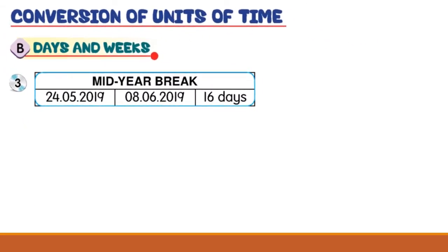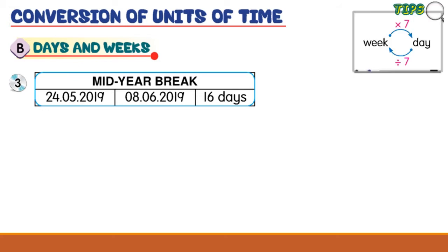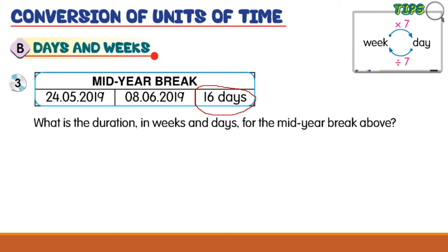Now look at example number 3. This one is still between days and weeks. This is the tip: 1 week is equal to 7 days. Now, the mid-year break is from 24th of May 2019 to 8th of June 2019. It is 16 days. Now we want to convert these 16 days to weeks and days. What is the duration in weeks and days for the mid-year break above?